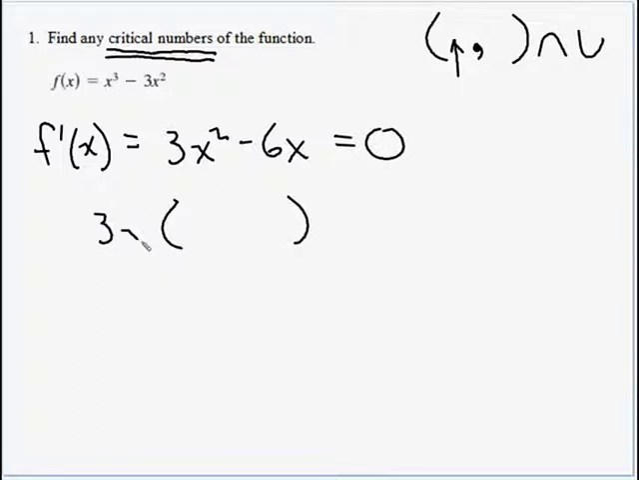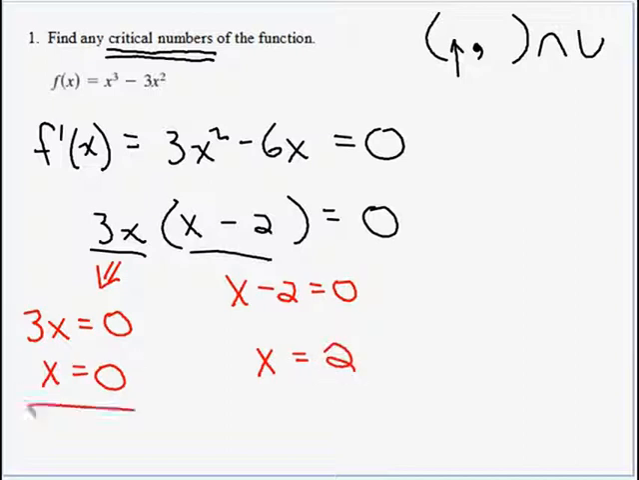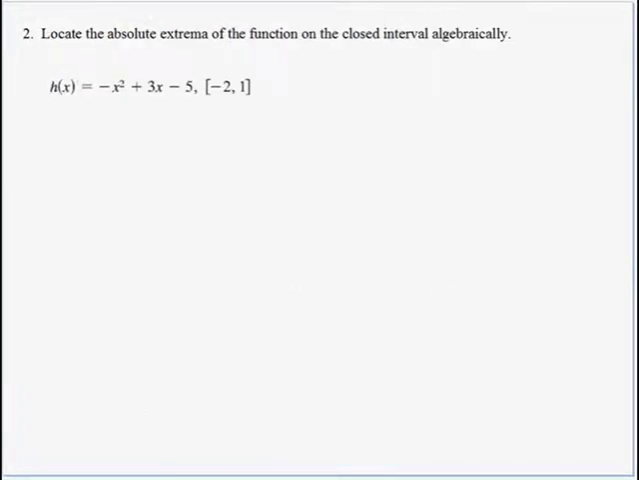And it looks like I can factor out a 3x, leaving x minus 2 in the parentheses, and that's equal to 0. So we have two factors multiplied together equal to 0. Use the zero product property that says we can set the first one equal to 0 and get x equals 0. And we can set the other factor x minus 2 equal to 0 and get x equals 2. So there we found our two critical numbers of this function. Again, we set our derivative equal to 0.